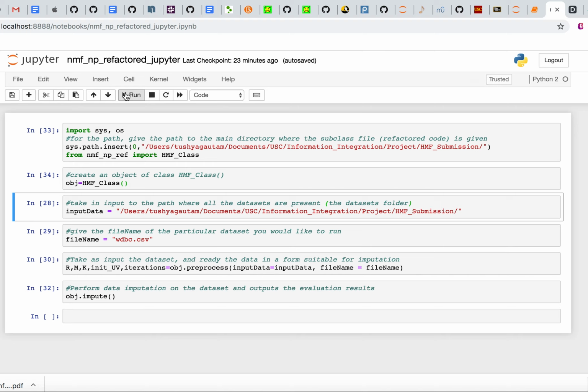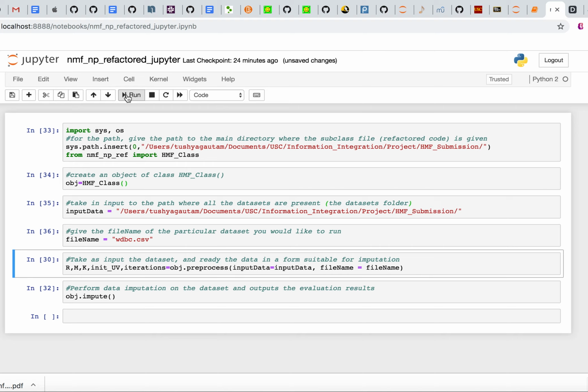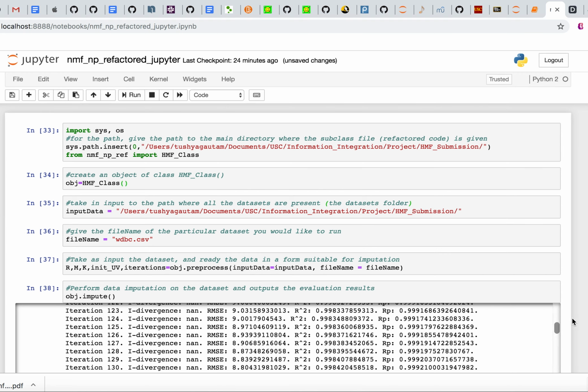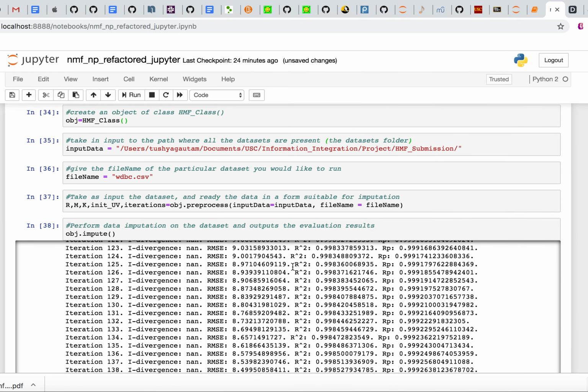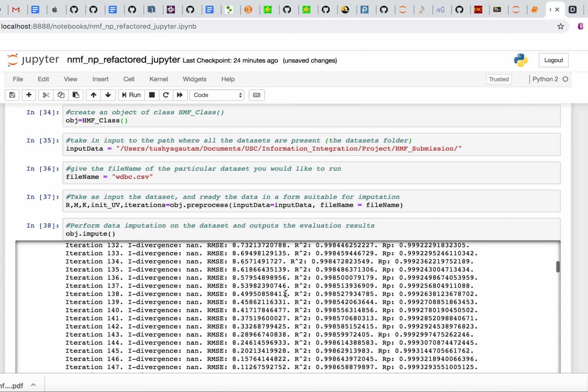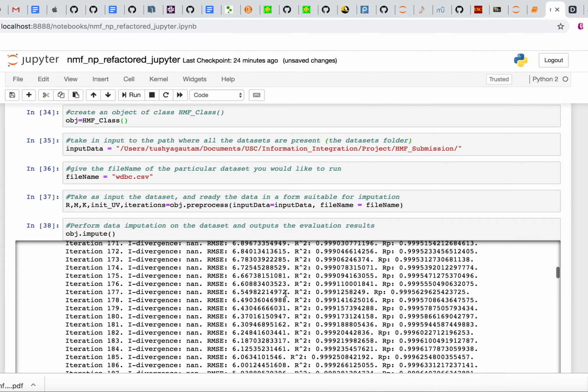This is given as input to our preprocess function, which reads this data set and readies it for imputation. This function finally performs the matrix factorization to impute the values and provides the evaluation metrics and results as well. We go through the number of iterations provided, which is varied. It's up to the user. I've provided 1,000 iterations in this case, and it's shown to provide extremely accurate results.